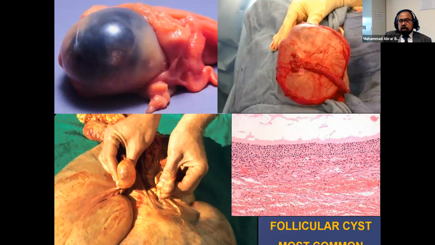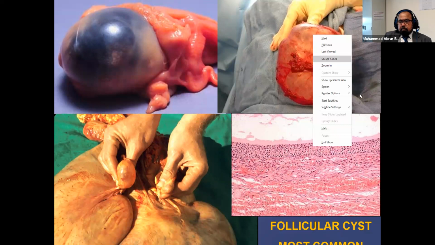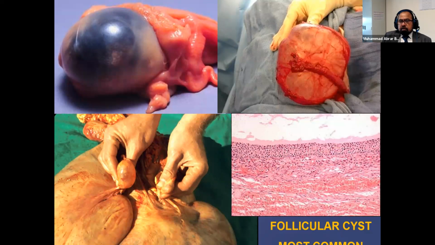On the right side, the upper one, this is also the... Let me use the pen. This one, this one. So these are cystic follicular cysts.